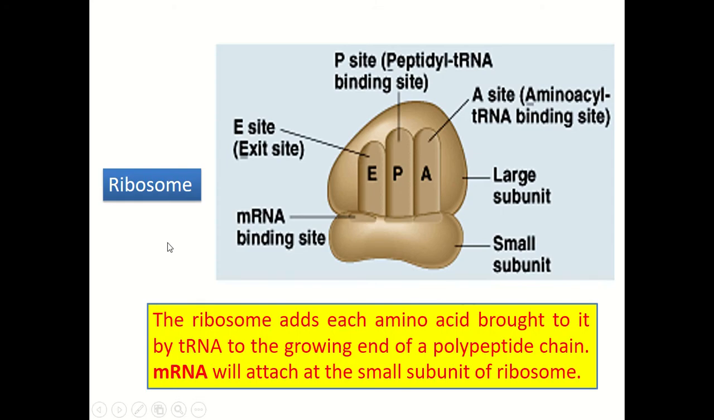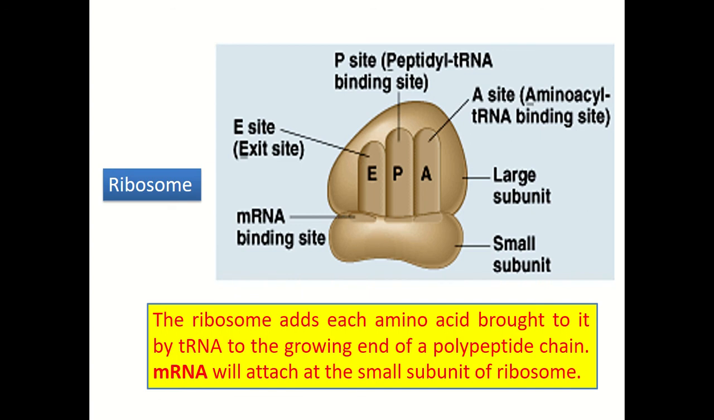And then the next important thing is the ribosome. The ribosome is the location where the translation process occurs. The ribosome has a small subunit and a large subunit, in which the small subunit has the mRNA binding site. The mRNA transcript produced during the transcription process will attach to the mRNA binding site at the small subunit of the ribosome.